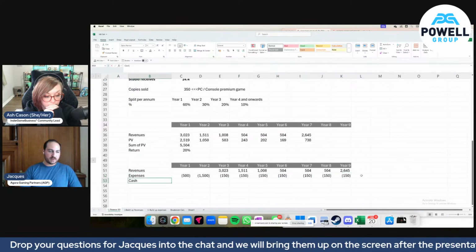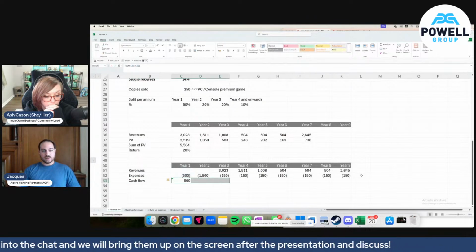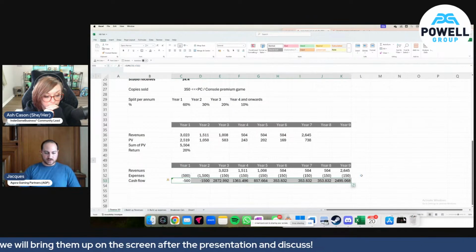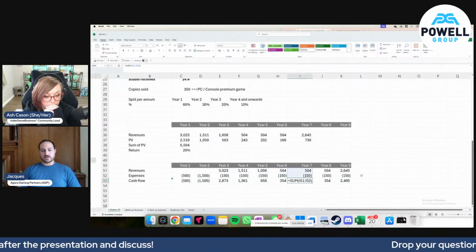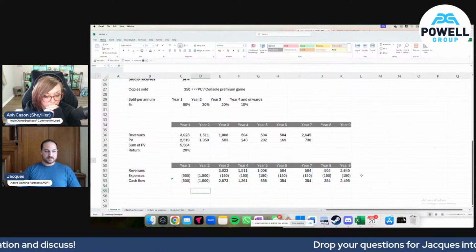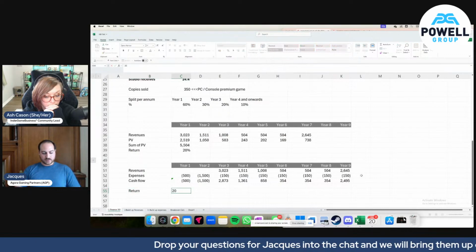Great. This is what the cash flows for the business look like. Year 1, you lost $500,000. Year 2, you lost $1.5 million. Year 3, you brought in this much, etc. At our high risk rate of return of 20%.